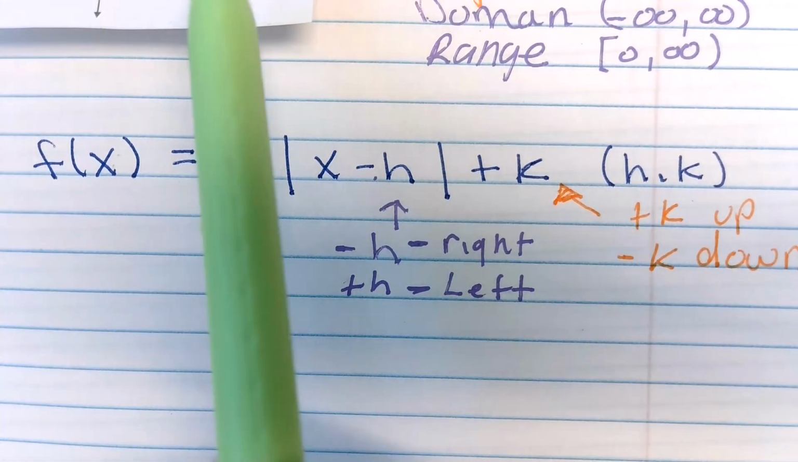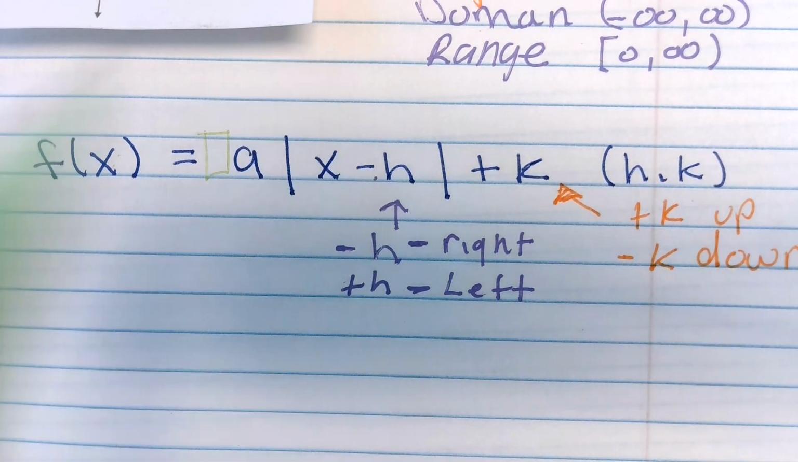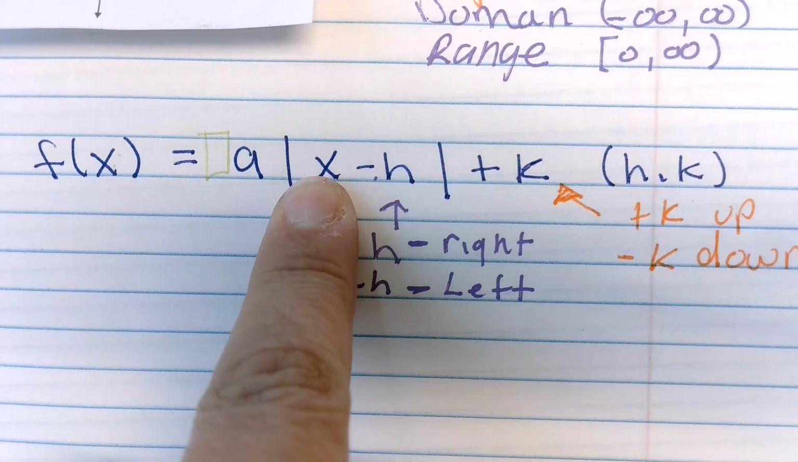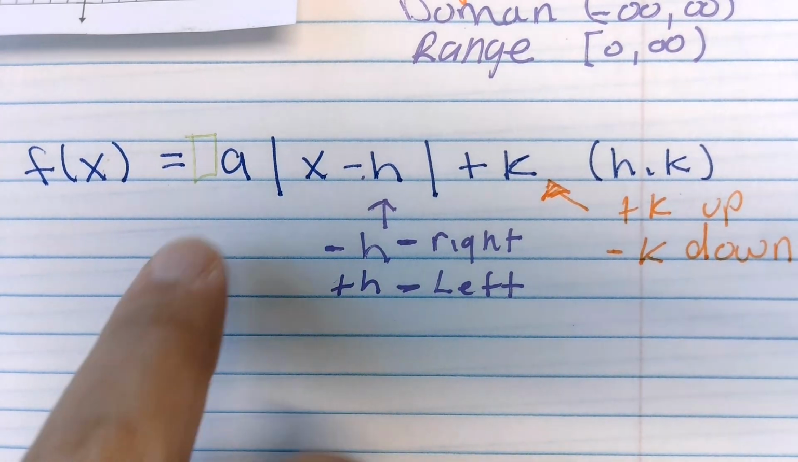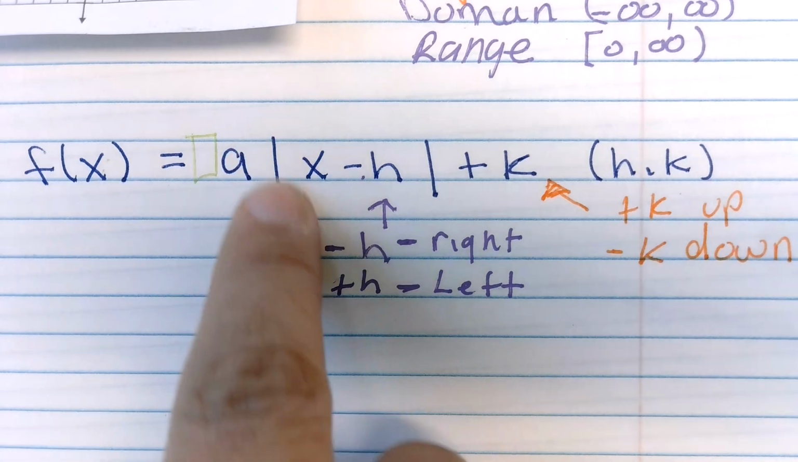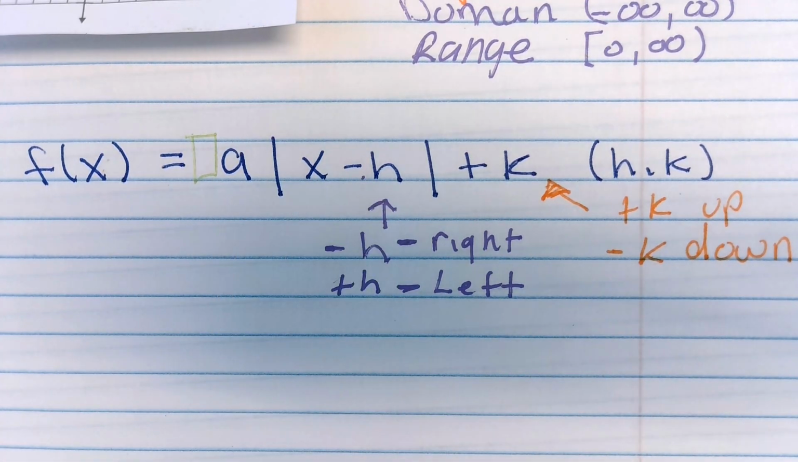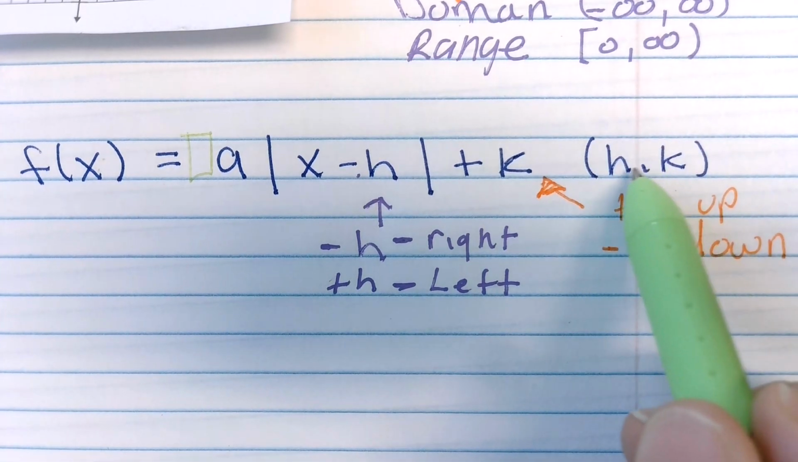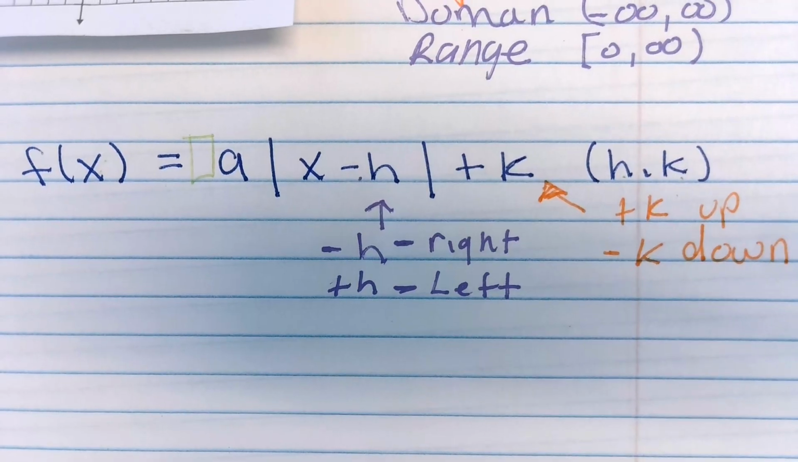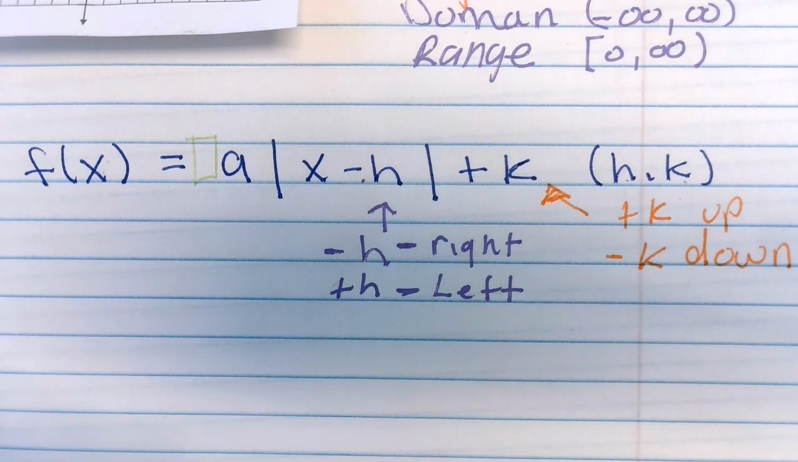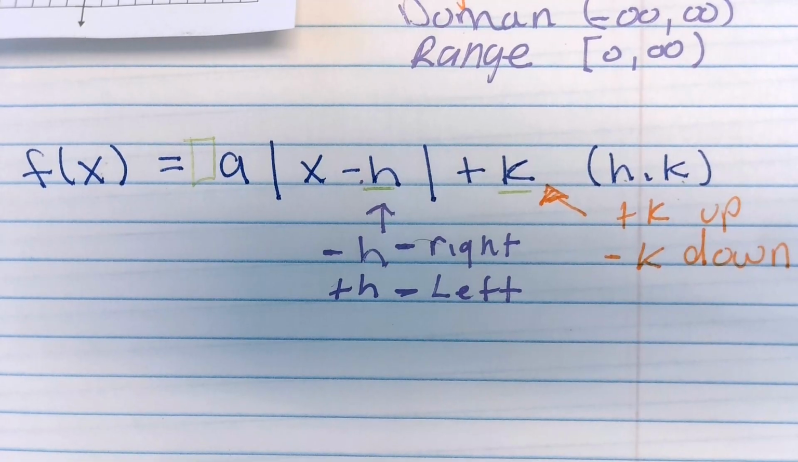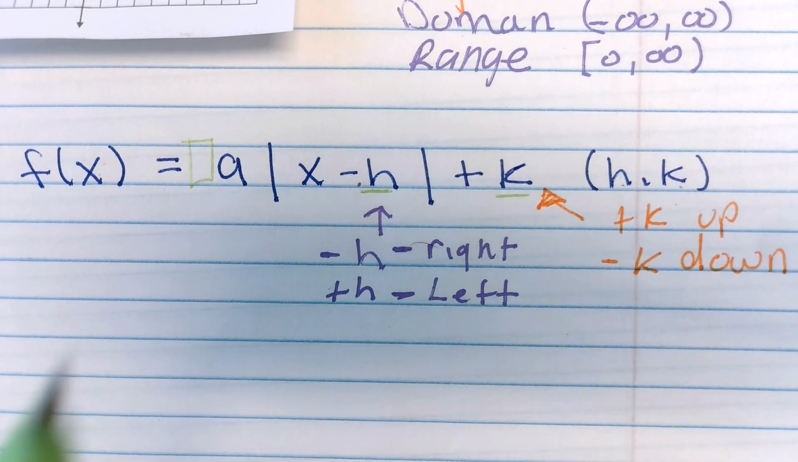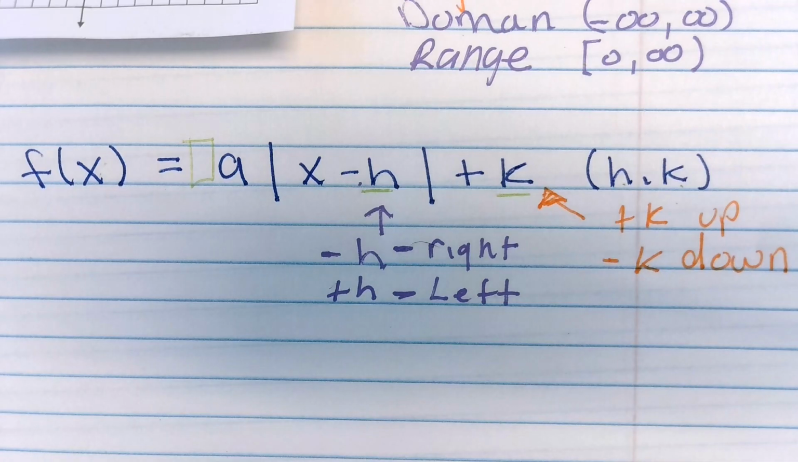So we could expand the absolute value function. Remember, it just used to be the absolute value of x. And we can write it using its transformation form. So we have a times the absolute value of x minus h, plus k. And h and k is going to be the vertex. So if you prefer graphing with a table, you can always pull out the vertex and then make a table around the vertex.